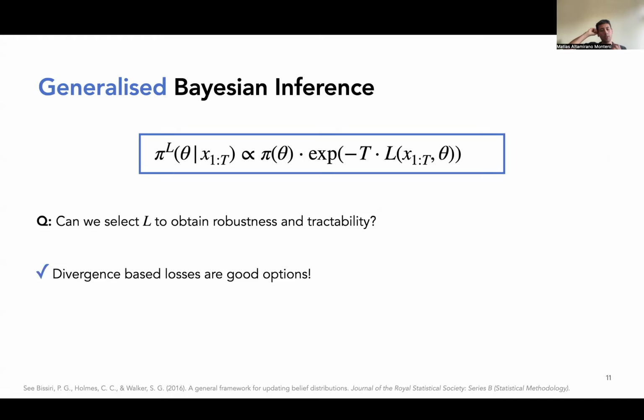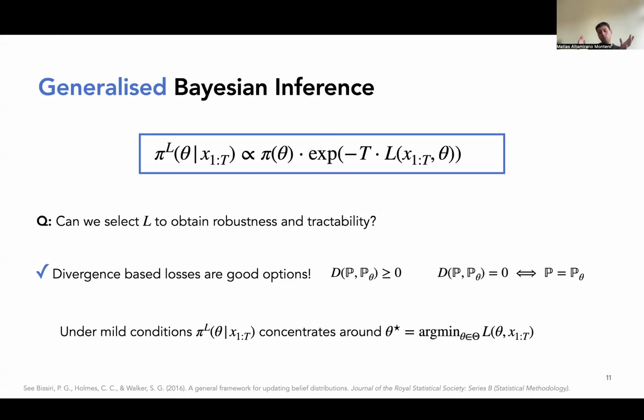And what kind of loss function can we choose and select? Basically, the type of loss functions that are super popular are divergence-based loss functions. They're popular and a good option because a divergence is kind of a measure of distance, not a metric, between two probability distributions, P and P naught, where P naught is the true data generating process. And this divergence is 0 if and only if these two measures are equal.